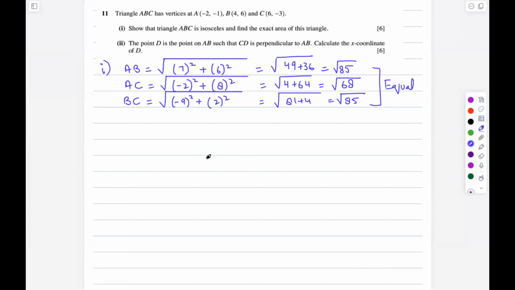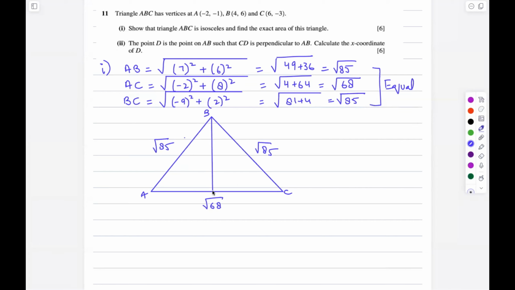Now, to find the area of the triangle, we can first make a triangle where AB and BC are equal in length. So, making a triangle over here first. Let's say this is A. We can start off with B over here, as AB and BC are equal. So we can write it as A, B, and C up here. So AB is square root of 85, BC is also square root of 85, and this length AC is square root of 68.